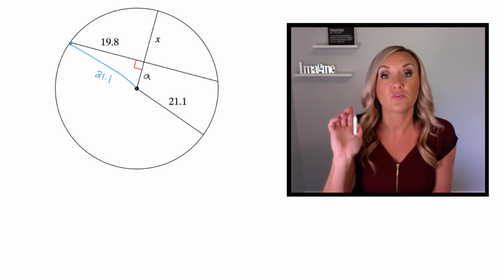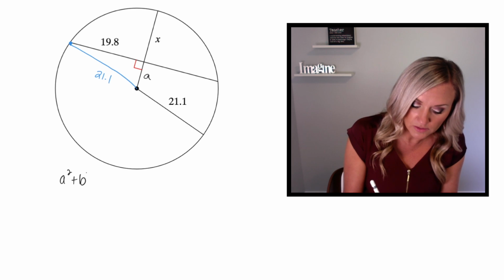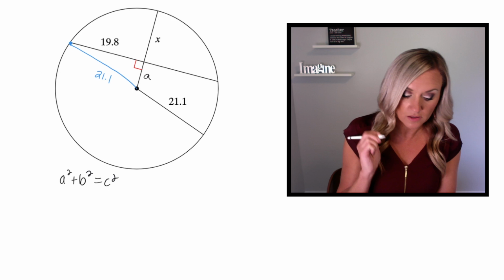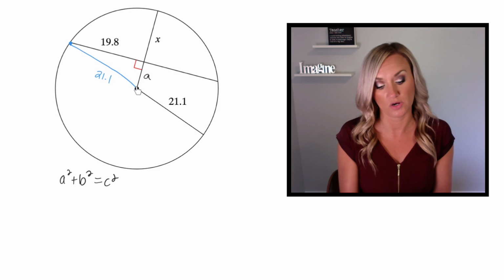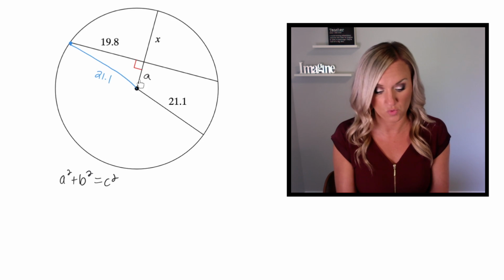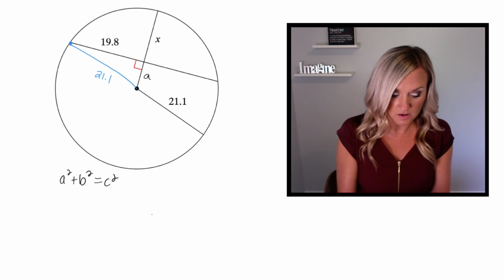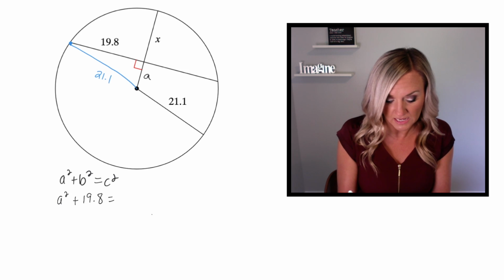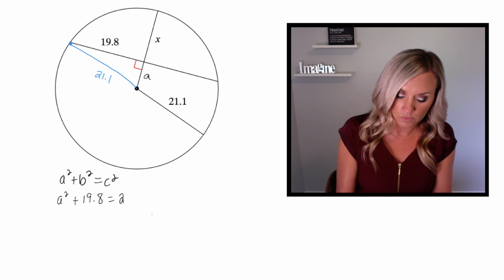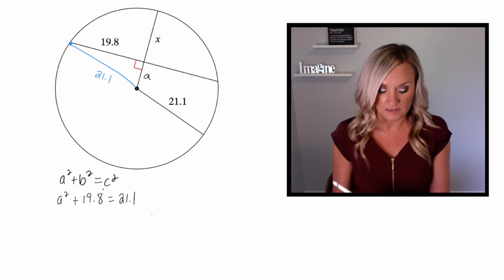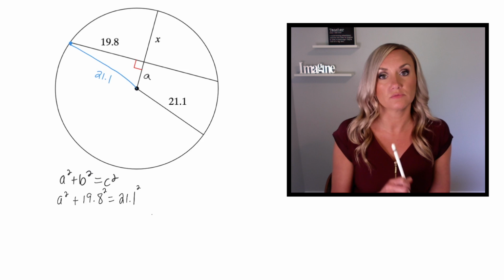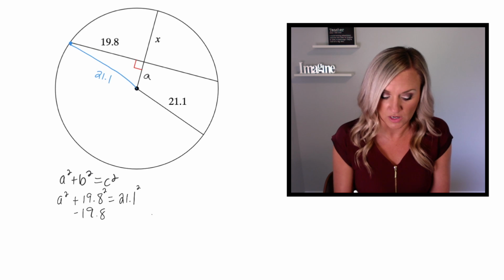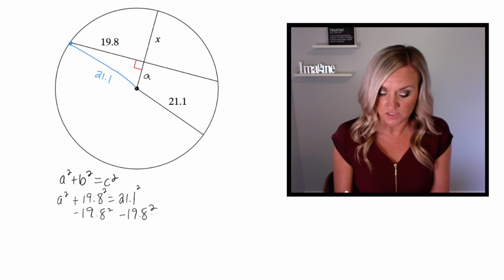Let's start off with our Pythagorean theorem of a squared plus b squared equals c squared, because we have a right triangle right here, and we have the hypotenuse, which is c, and we have one of the legs, so we can solve for this segment right here. I'm going to plug in what I know. My A is going to stay the same. B is the leg, 19.8, and C is the hypotenuse, which is 21.1. Don't forget those values are squared.